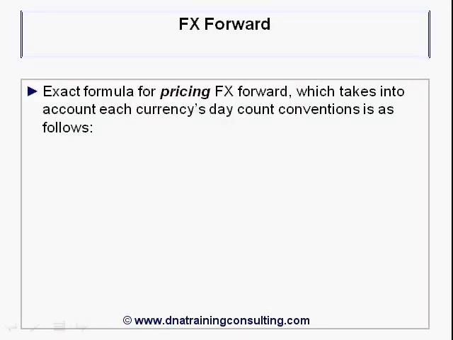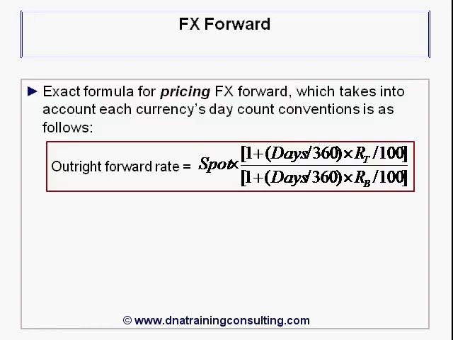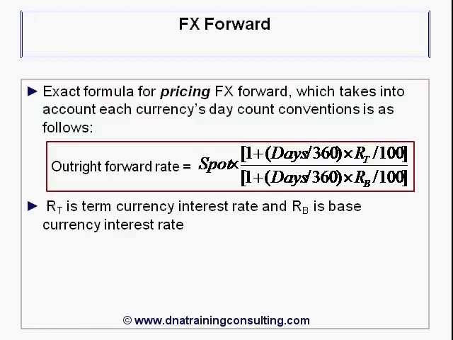The exact formula for pricing an FX forward, which takes into account each currency's day count convention, appears here, where RT is the term currency interest rate, RB the base currency interest rate, and where we would use 365 in lieu of 360 if necessary.